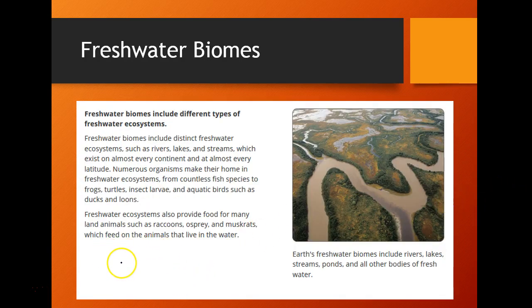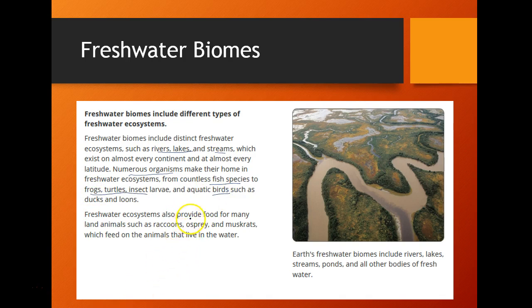So one type of aquatic biome would be the freshwater biome. The freshwater biome includes things like rivers and lakes and streams, and they exist on every single continent, on every single latitude. So definitely many different types of rivers and lakes present. And there are unique organisms that make their home in these freshwater ecosystems, specifically different types of fish species, frogs, turtles, insect larvae, and even aquatic birds such as ducks and loons.